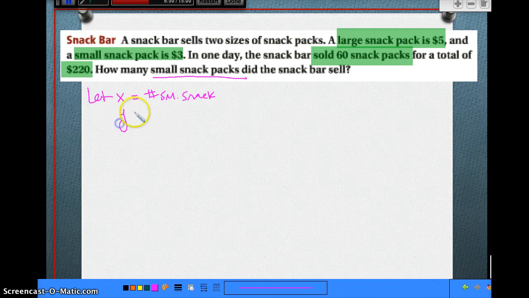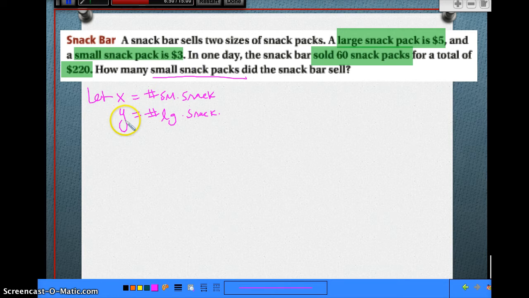And we're going to go ahead and let y equal the number of large snack packs. Because I have 2 different variables, that's going to require me to build 2 different equations. You have to be careful with this. You have to read the word problem carefully. X is all the small packs, y is all the large packs.